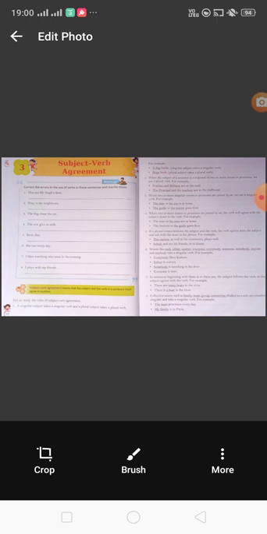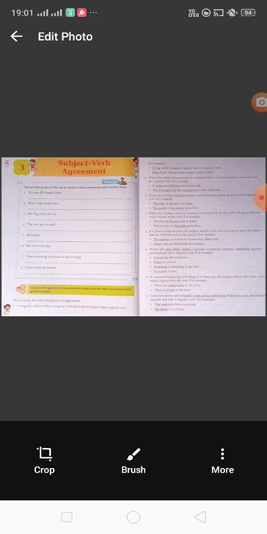Everyone look at your books. First rule: a singular subject takes a singular verb and a plural subject takes a plural verb. For example, a dog barks. Students, look here: a dog. Dog is singular, so we write a singular verb, and we add s or es to form a singular verb. So a dog barks, and this sentence is singular. Another example: dogs bark. Here dogs are plural, so we write bark.